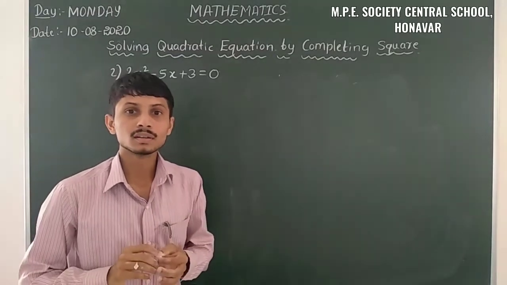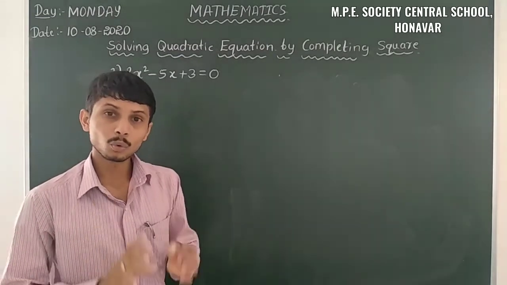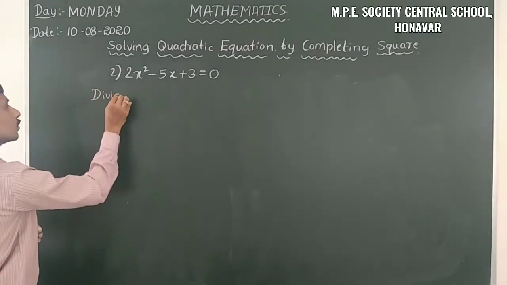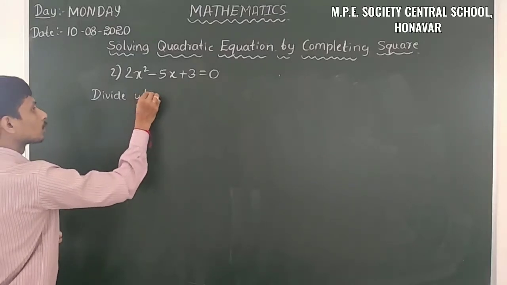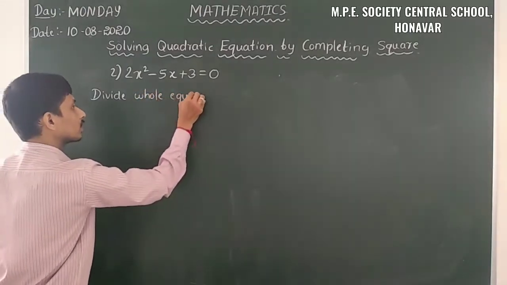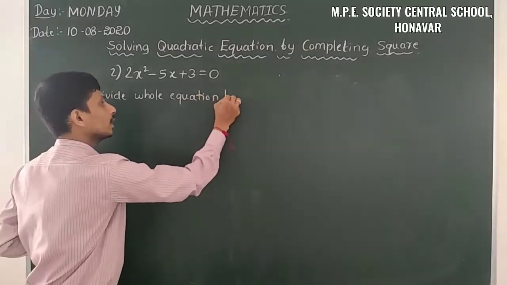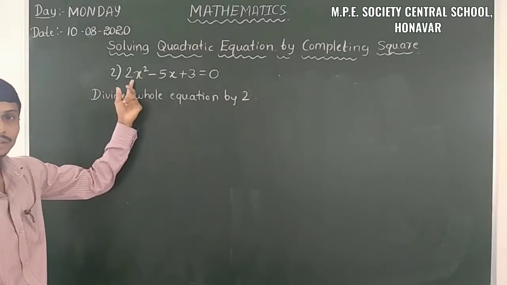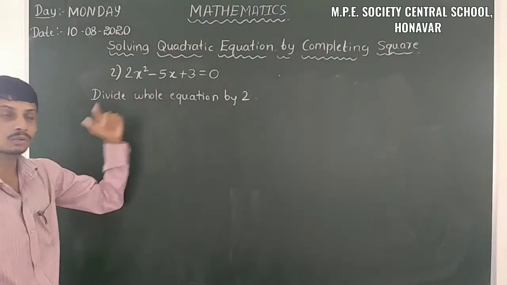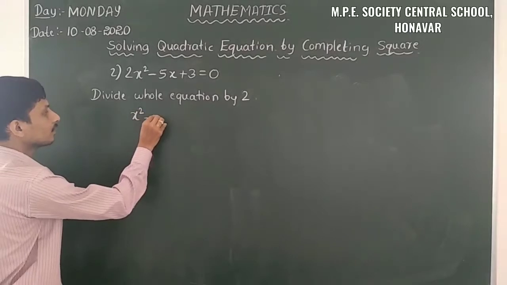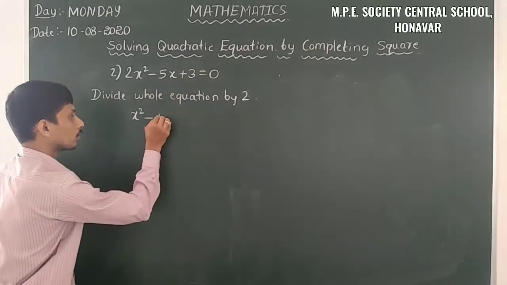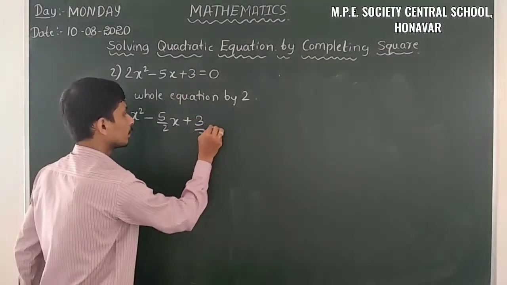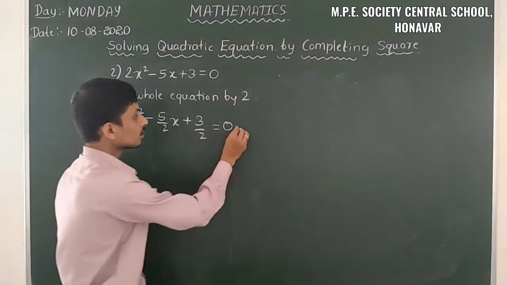So here I will divide the whole equation by 2. So what happens? Just observe. When we are dividing, 2x square by 2 means 2 gets cancelled, so only x square remains. Then 5 divided by 2 x, plus 3 divided by 2, is equal to 0. So it's our required equation.